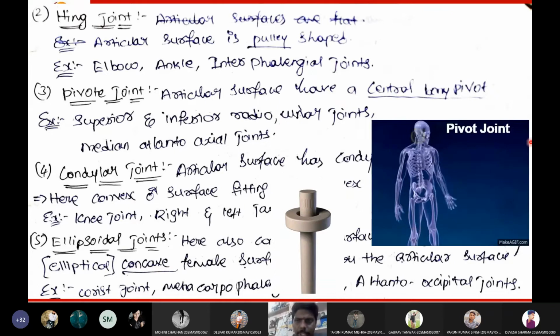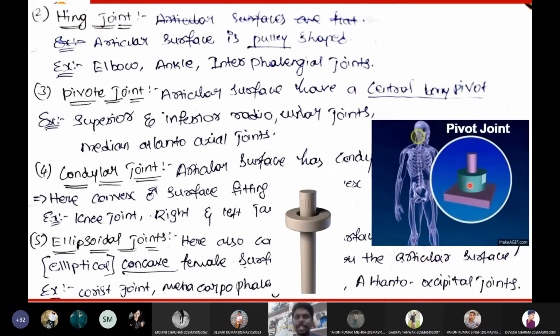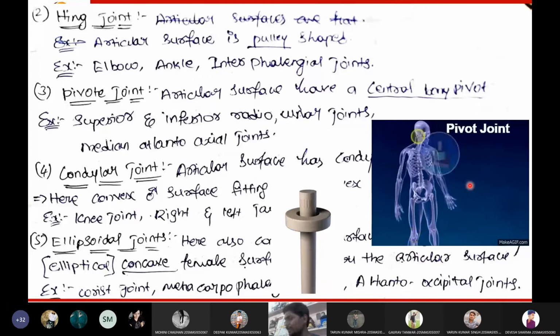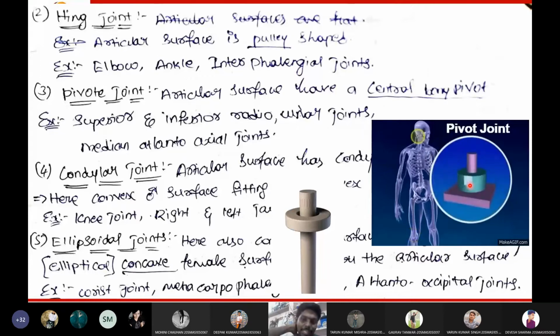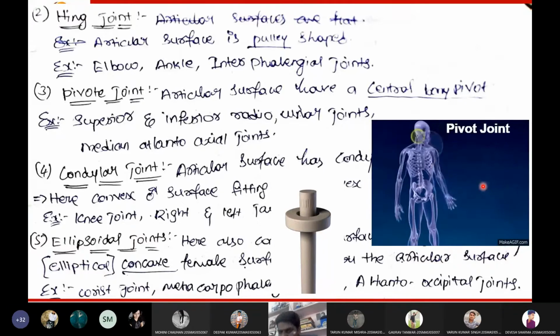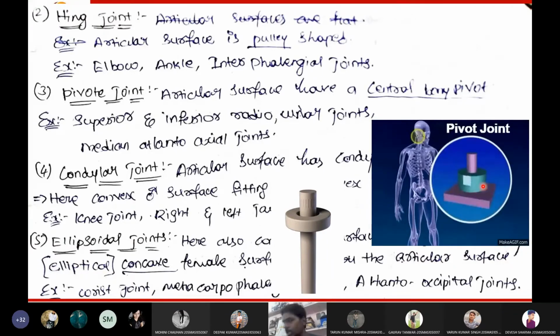So this is a pivotal joint. Pivotal joint means here you will see a 360 rotation. The best example of a pivotal joint is the atlas and the axis of your skull bone. So we are able to rotate our skull like this on the atlas. That movement is possible because of the pivotal joint. So this pivot joint is responsible for movement of our head. This rotatory movement is given by this pivot joint.